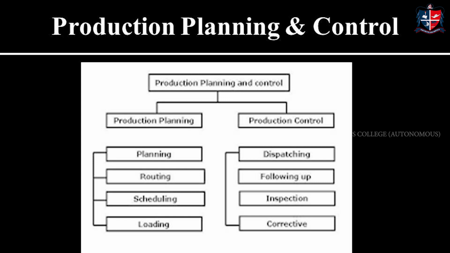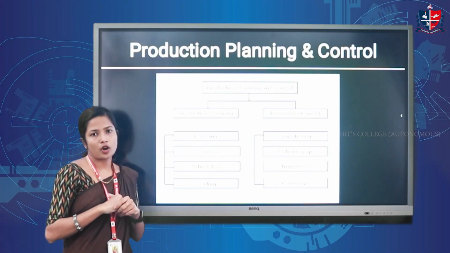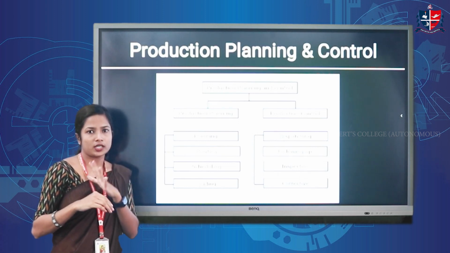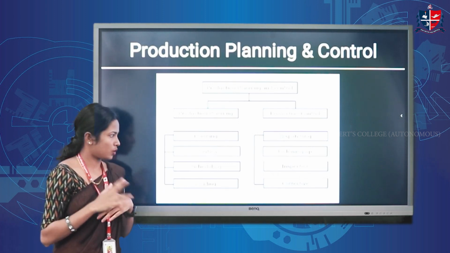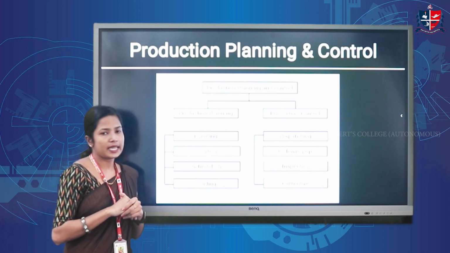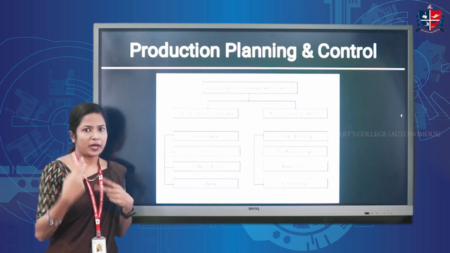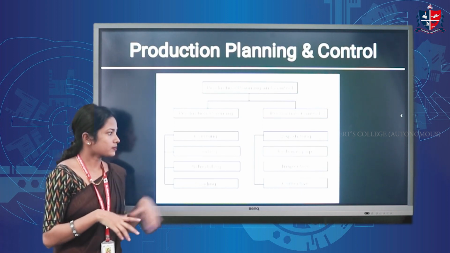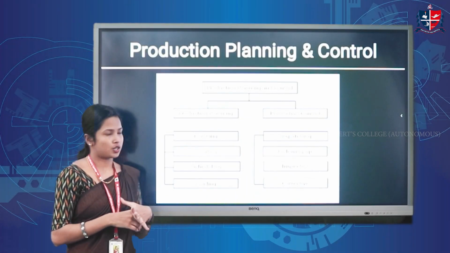Next, the second one is follow up. Through the follow up, we make sure that the work is going in a smooth manner. And the third one is inspection. Regularly inspect whether there are any breakages during the work. Next, the last one is corrective. If we find any fault in the production, we will take corrective measures. So this is the production control.